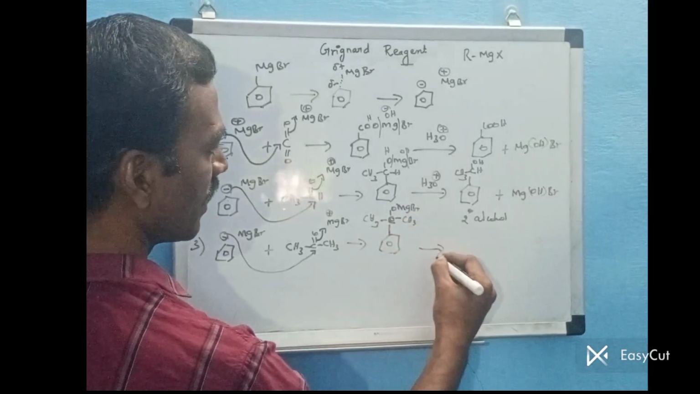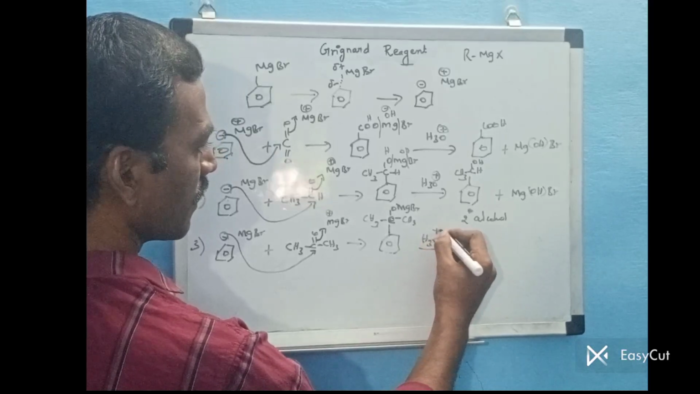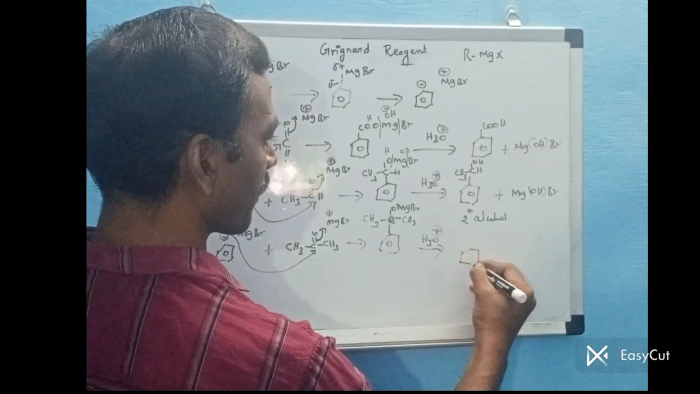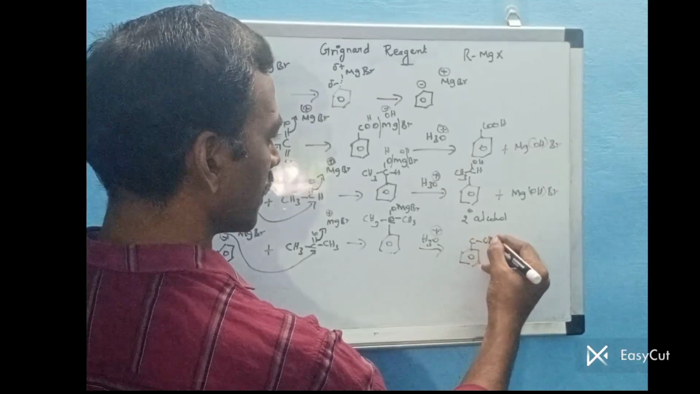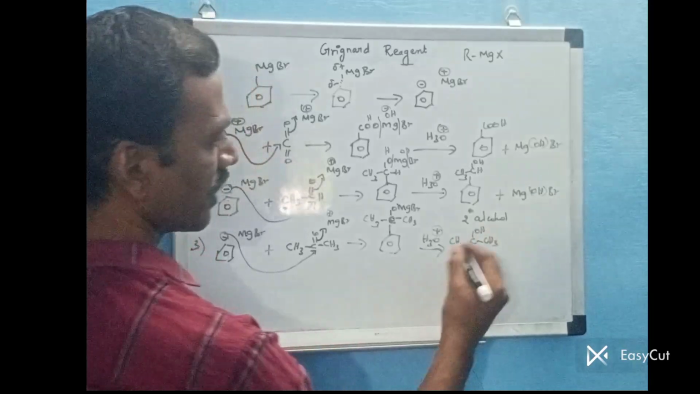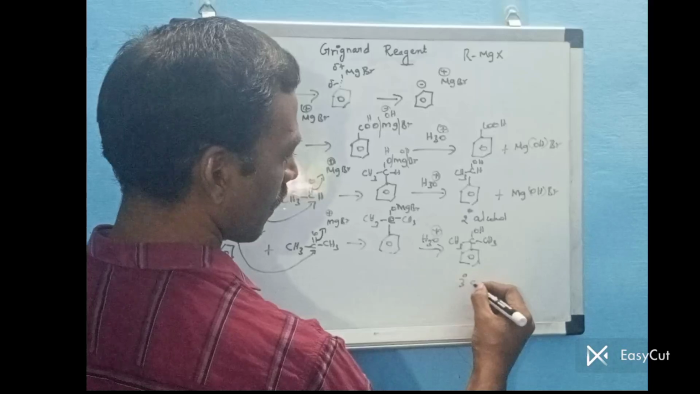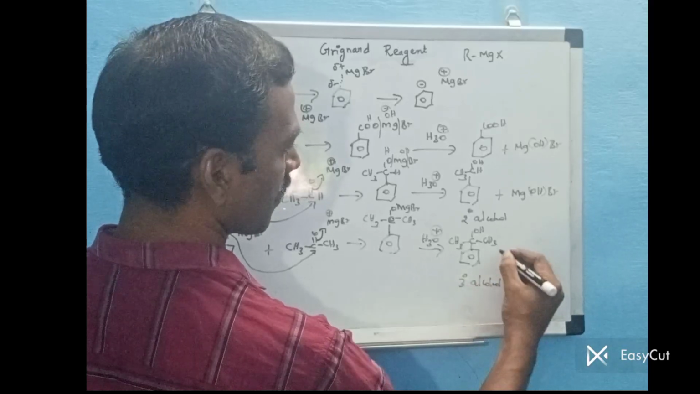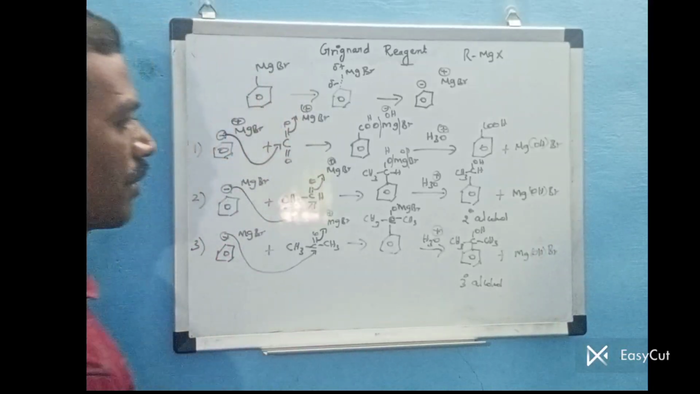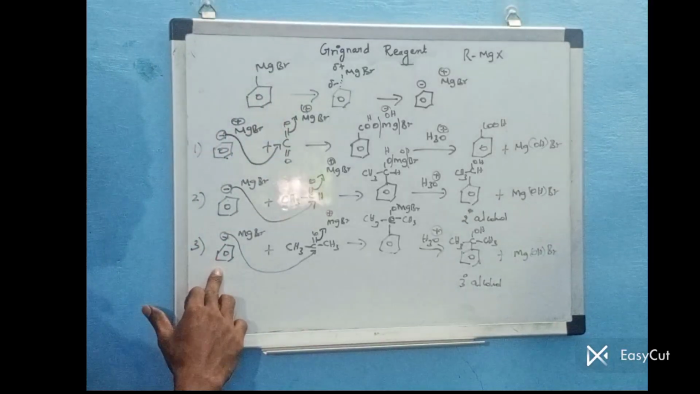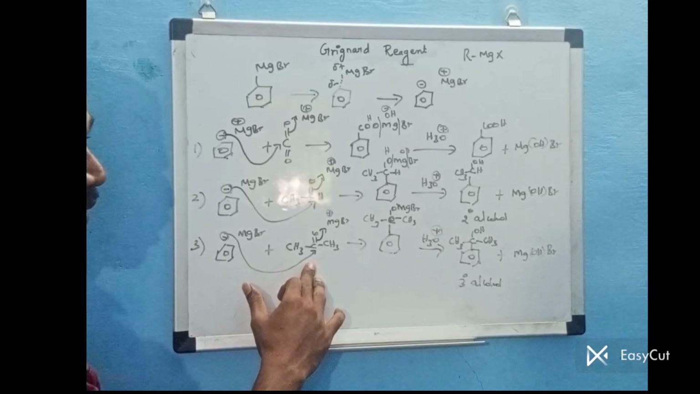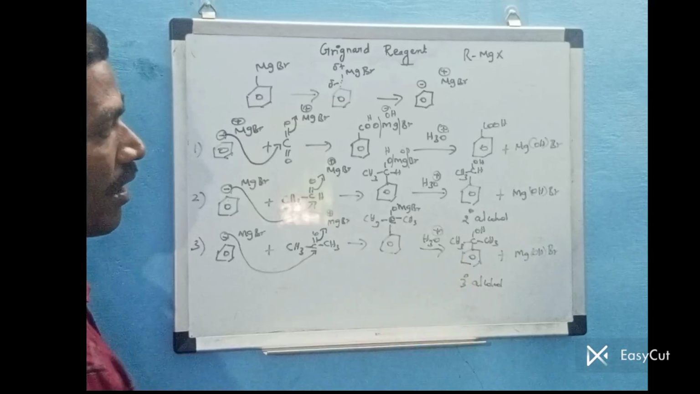The alkoxide intermediate undergoes acid hydrolysis to form the corresponding alcohol, with CH3, CH3, OH. Tertiary alcohol plus magnesium OH Br, magnesium salt. Like this, the phenyl anion reacts with a ketone, particularly with acetone, to form a corresponding tertiary alcohol.